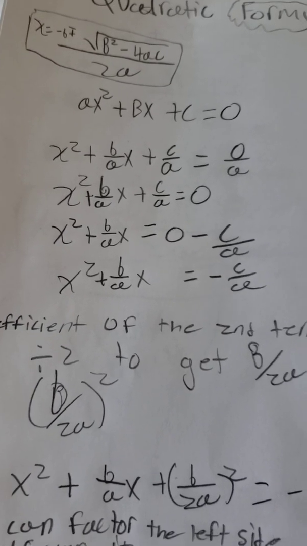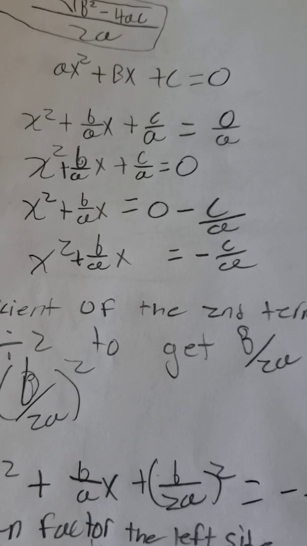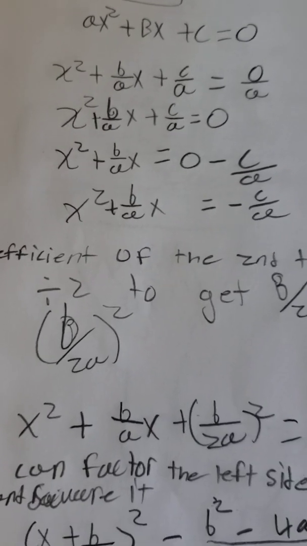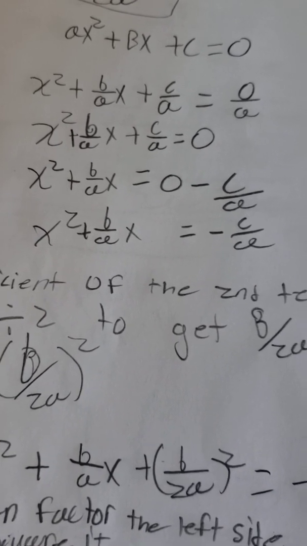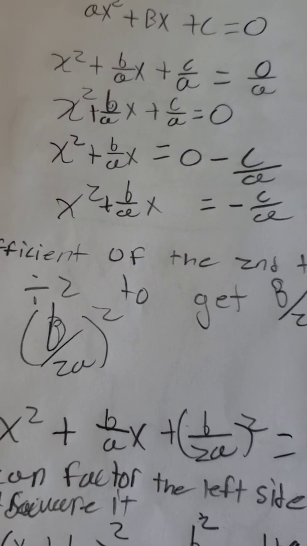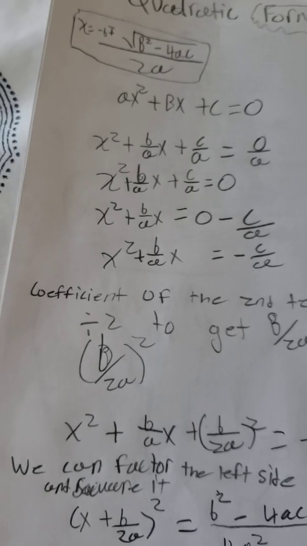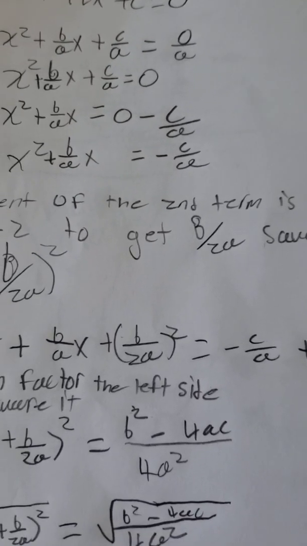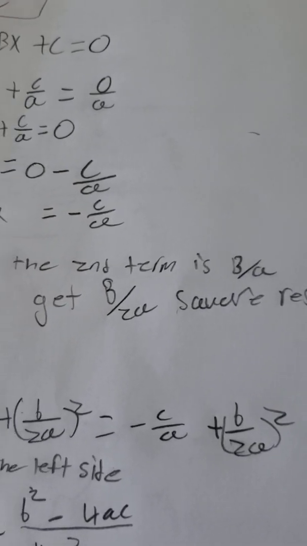Then we're going to subtract c over a, because that is our constant term, and that's generally what we do. Obviously we subtract it on both sides. So x squared plus b over a x equals negative c over a. Now we're going to take the coefficient of the second term. This is where it gets tricky, but this is common in the completing the square method: it's b over a, right?